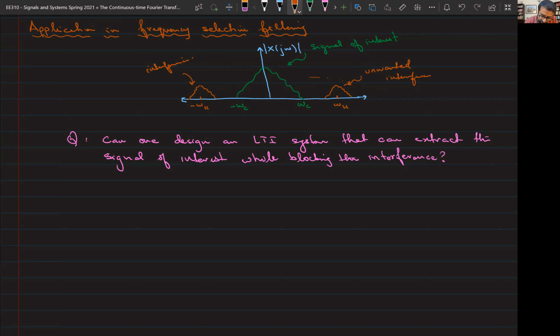Right. So I can do this with this kind of h of j omega. If I choose the LTI system with the frequency response that looks like this, right? So this is plus omega c and this is minus omega c and the height is 1, right? And this is called an ideal low pass filter.